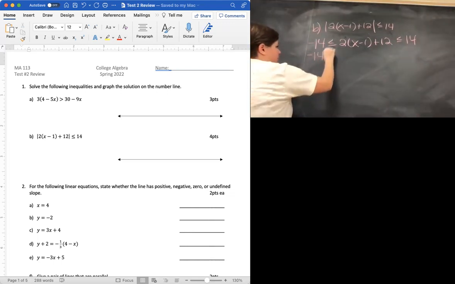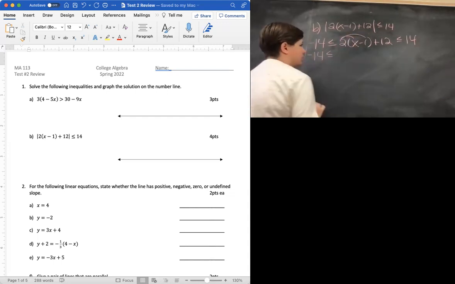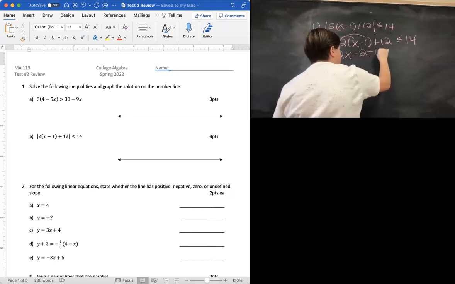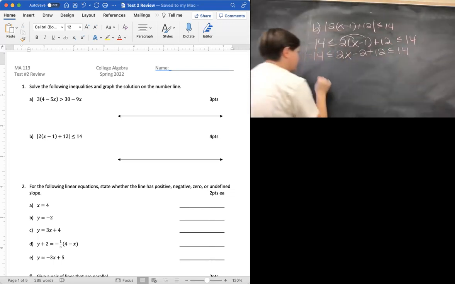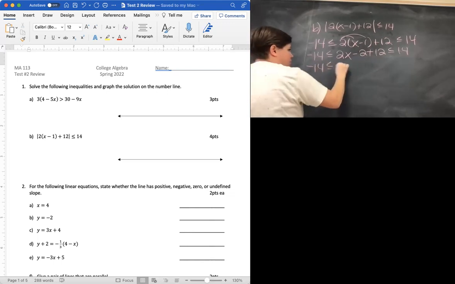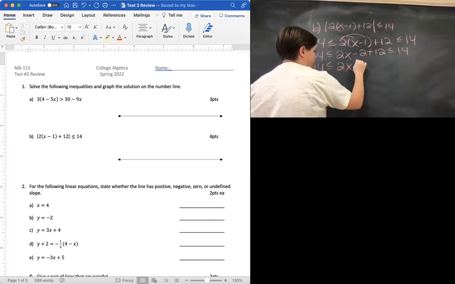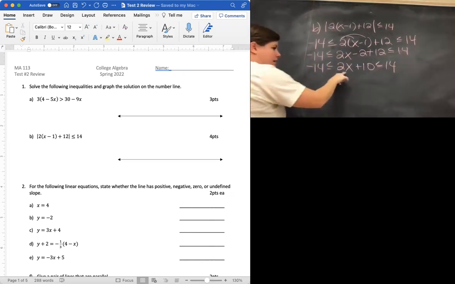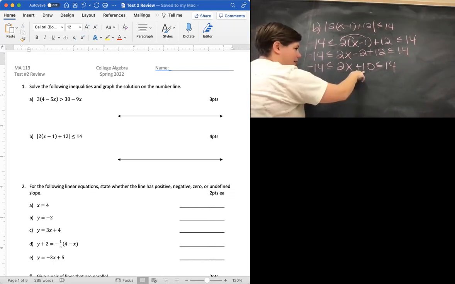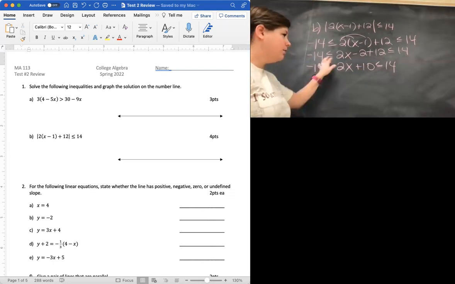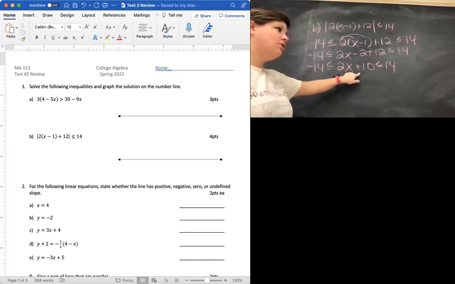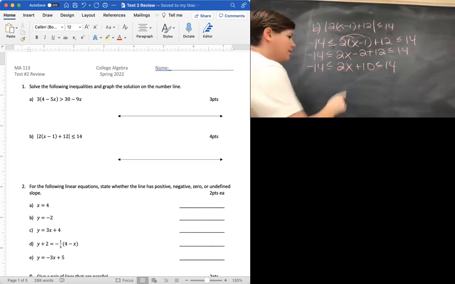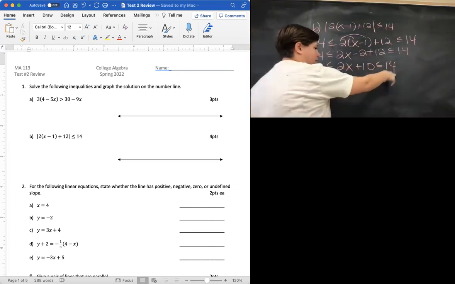The first thing I'm going to do is distribute that 2 into my parentheses. So I have 2x minus 2 plus 12 is less than or equal to 14. -2 plus 12 will give me a plus 10. Now I need to get x by itself, and I do that by subtracting 10. And just like with an equation or a regular inequality, if I subtract 10 here, I have to do it to all three parts. So I'm going to subtract 10 from here, here, and here.